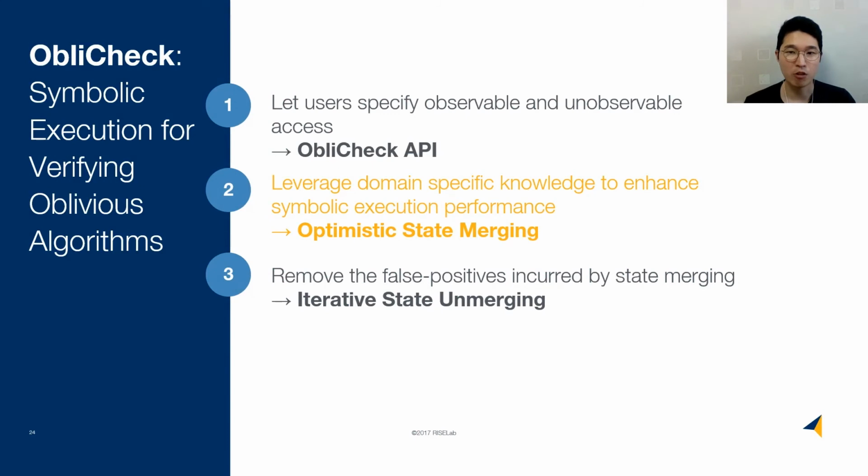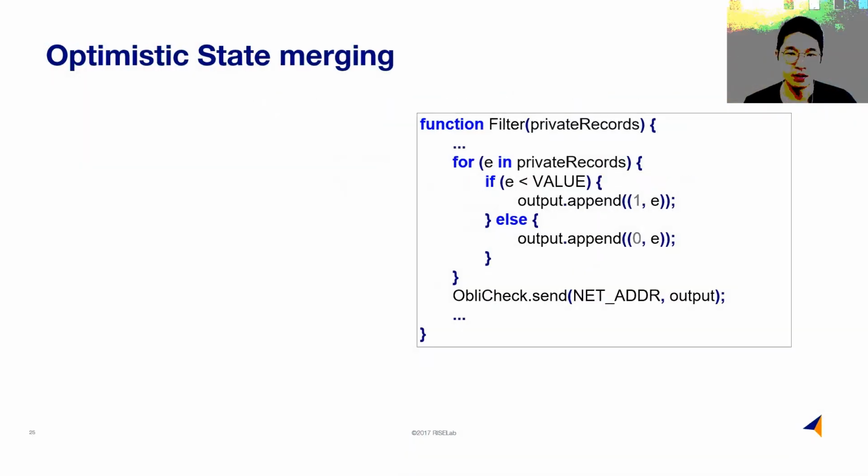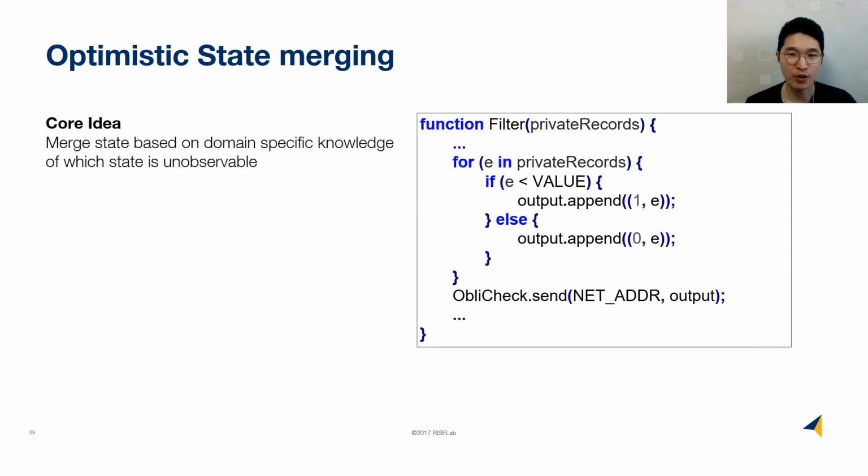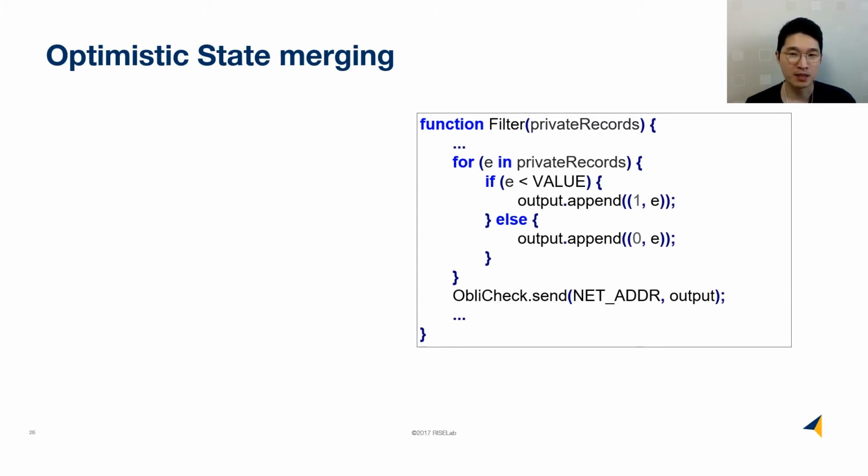Now I'll explain how ObliCheck leverages the domain-specific knowledge for optimistic state merging. Since ObliCheck can now know which part of a program state is not observable, it can merge those states with some over-approximation. Let's see how optimistic state merging works. When ObliCheck encounters the branch, it forks the execution.